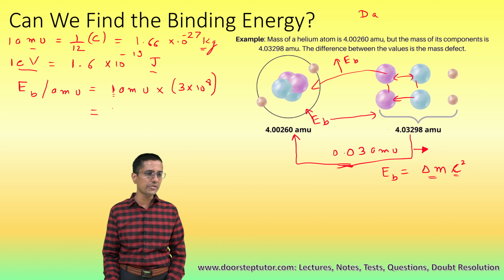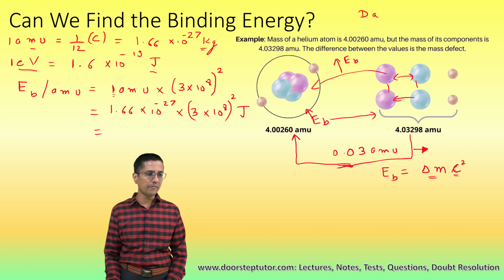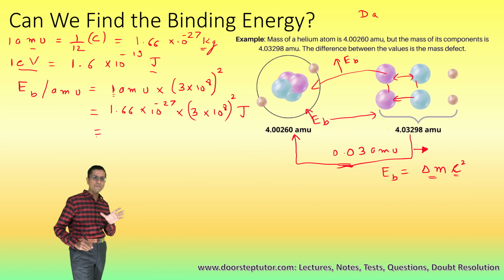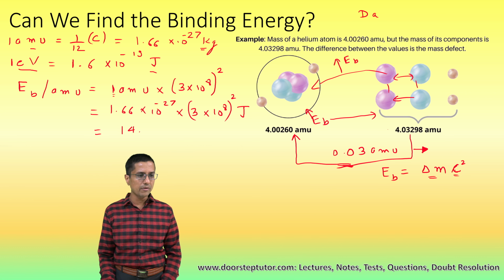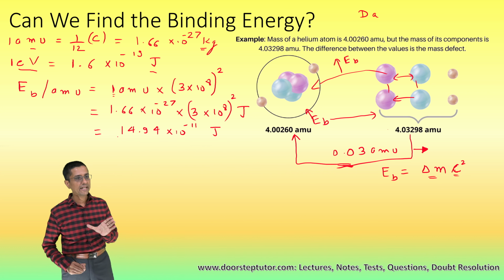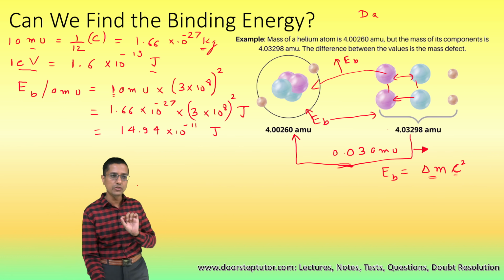I can do that. 1 AMU is 1.66 into 10 raised to power minus 27 kg, multiplied by 3 into 10 raised to power 8, the whole squared, and this will come in joules. Now you can simplify this further. Nothing very complicated. We are doing everything very, very simply. When you simplify this, what you will get is 14.94 into 10 raised to power minus 11 joules. So that is the net binding energy per AMU. Very, very important. It is given in joules.